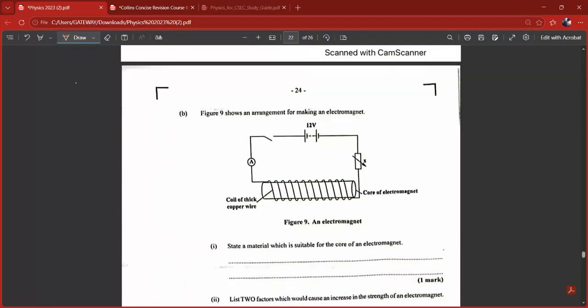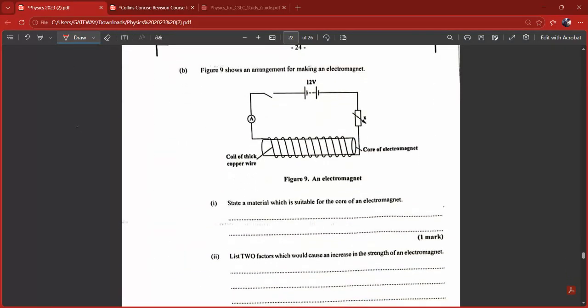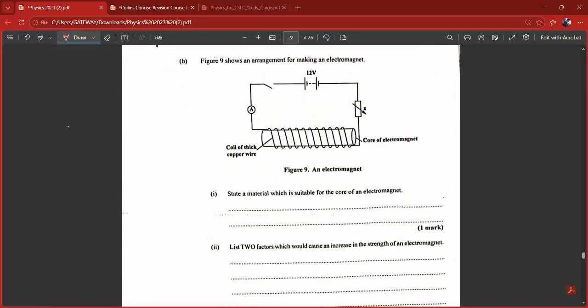Part B, let's say figure 9 shows an arrangement for making an electromagnet. So you have the circuit diagram, the voltage is 12. This is a rheostat. It's used to control the current, or manipulate, I should say, the current in the circuit. You have a core electromagnet here. That's the cylinder, and you have some coils of wires. You have a meter to measure the current, and you have a switch there.